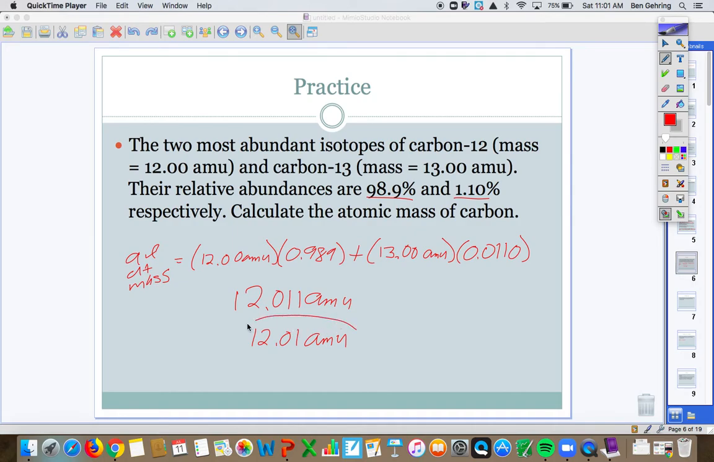Your sig fig, significant digit, should end up about the same as what you had here. I had 4 there, I have 4 here, I had 4 here, I have 4 here. That should be the same. Percentages, don't calculate those into your sig figs, but use the masses. That would be a good way to do it.